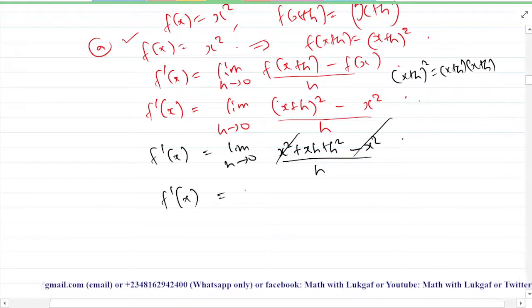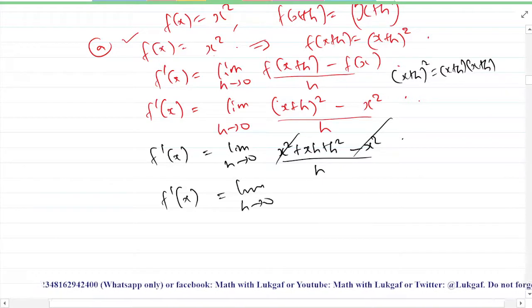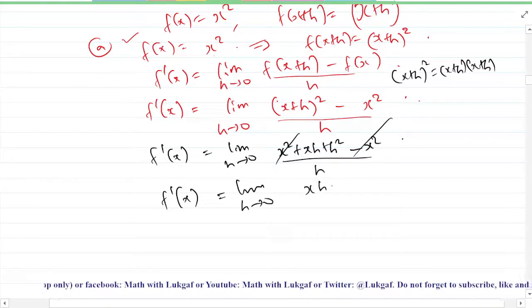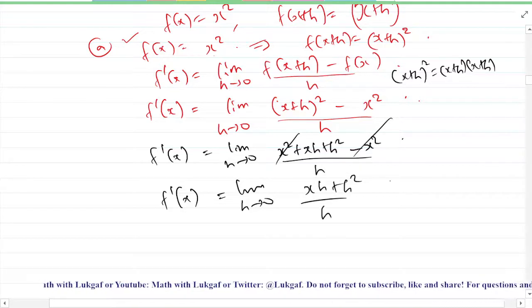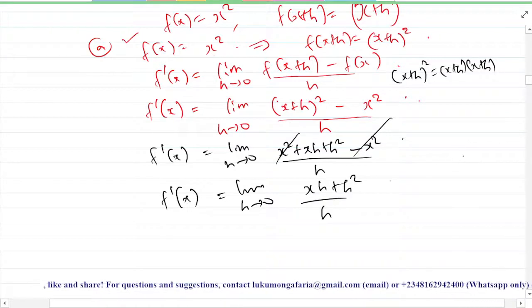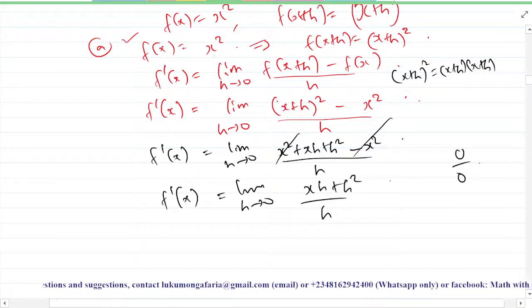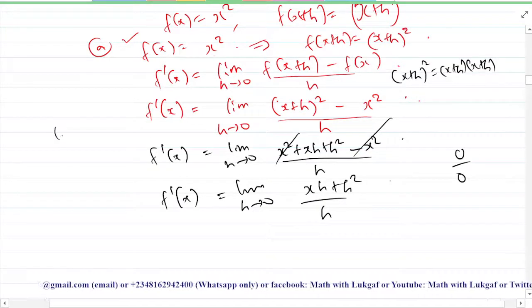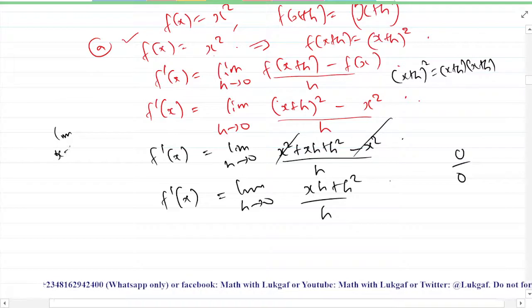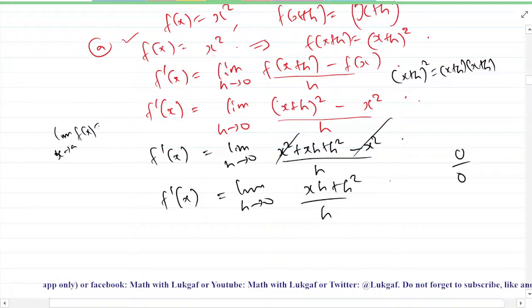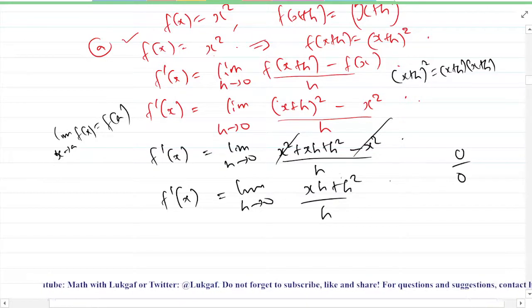F prime of s equals limit as h tends to 0 of xh plus h squared divided by h. So you don't take the limit directly. If you take the limit directly, you are going to have 0 divided by 0, which is indeterminate. Recall that the limit as s tends to a of f of s is the same thing as f of a. But before you do that, just play with this.